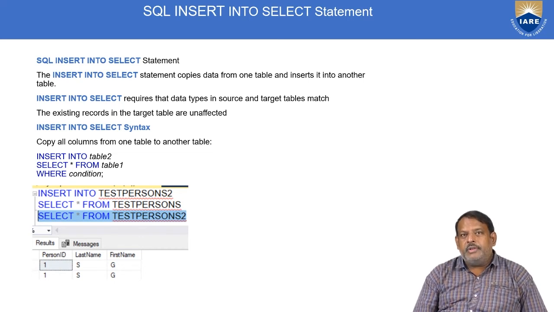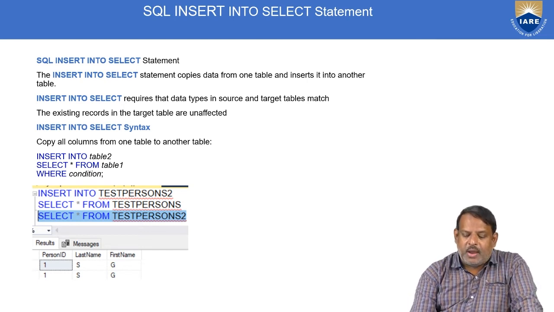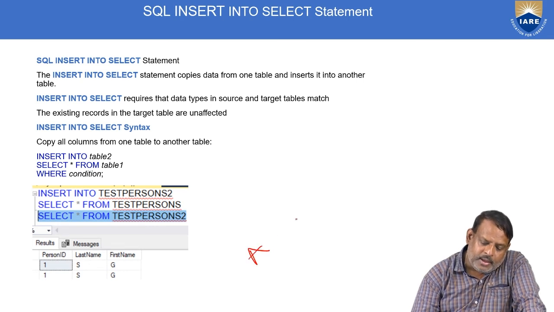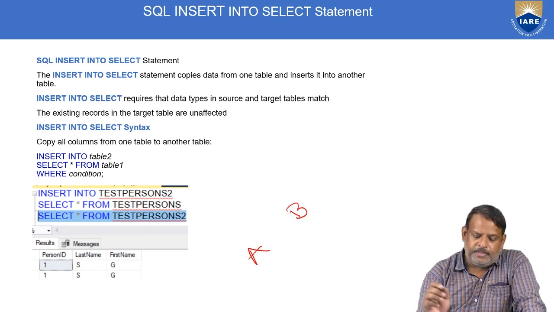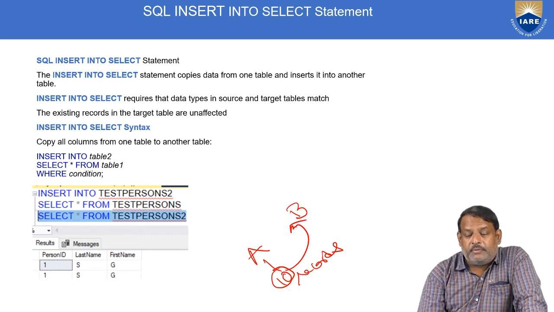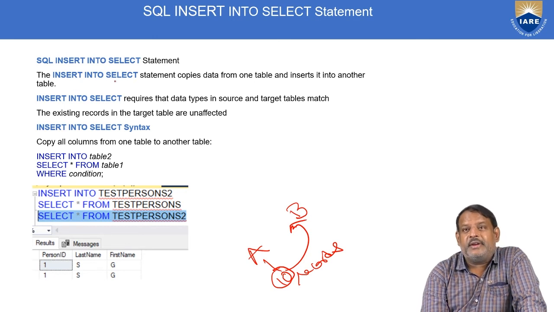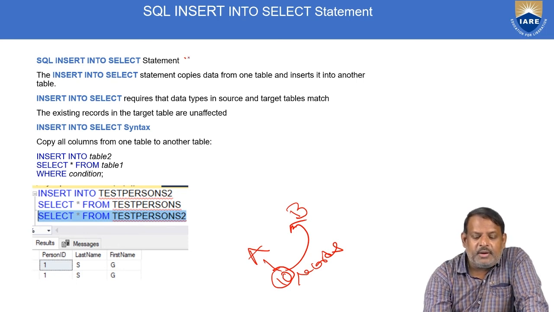Okay. Now we'll see one last command in these table commands: how to insert data from another table. You have a table called A, and you also have a table called B. Table A has 10 records, and you want to copy this data into table B. For that we have to use the INSERT INTO SELECT statement. This is the syntax we will learn now.